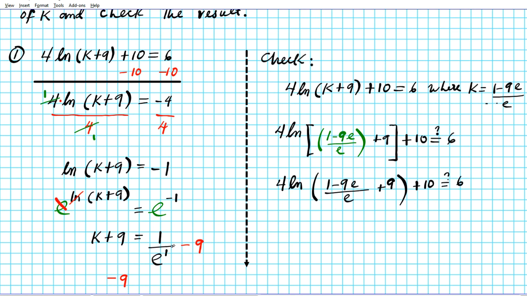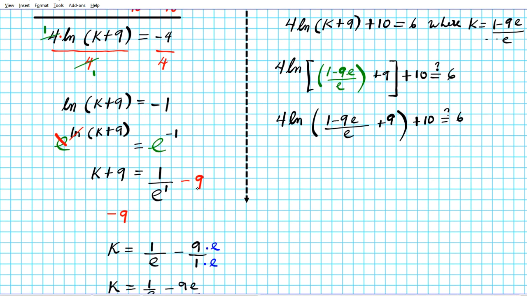Now to combine these two fractions, recall what we did over here when we had negative 9. What format did we express 9 in order to combine with 1 over e? We wrote it as a fraction first, and then we proceeded to find the LCD. The same principle applies here. We're going to express 9 as a fraction, 9 over 1, and find the LCD of the denominators, e and 1 again, which is just e. So we need to multiply 9 over 1 by e on the top and bottom. So we're now going to have 4 times the natural logarithm of (1 minus 9e) over e plus 9e over e, plus 10. Is this equal to 6?